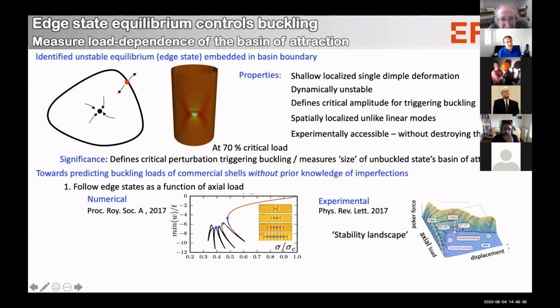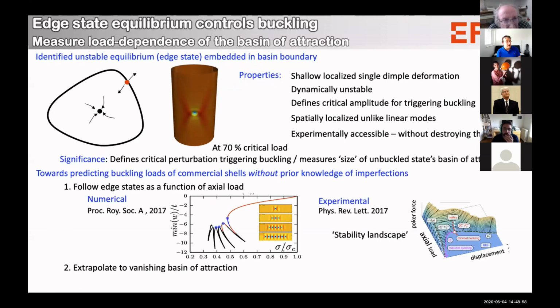But both of them are ideas to measure the size of the basin of attraction as a function of loading conditions. And if I can do this, then I can extrapolate to the point where the basin of attraction vanishes. And that gives me a prediction. That's what we are currently working on.